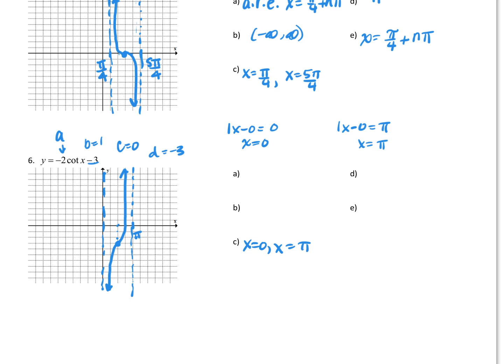Now let's finish this up. Okay, range is negative infinity to positive infinity. That's always the case. Our period is just pi. Vertical asymptotes are going to be where 0 plus n pi, and domain would then be all reals except where x equals n pi. So not too bad at all. Hopefully you're understanding. Please let me know what questions you have.